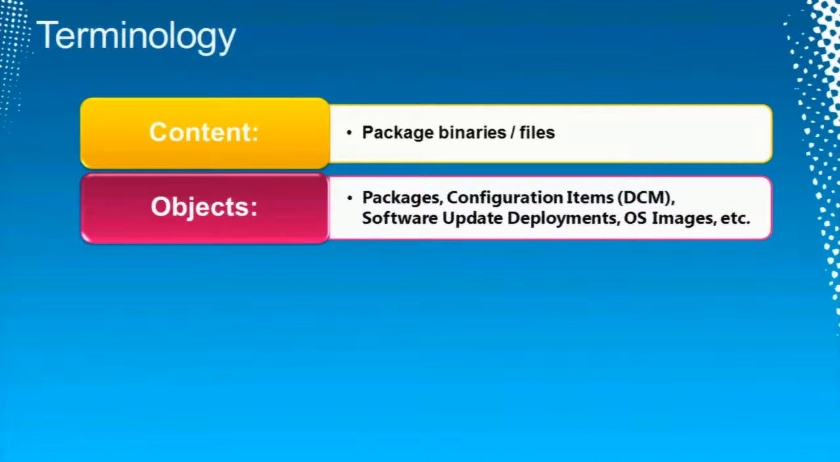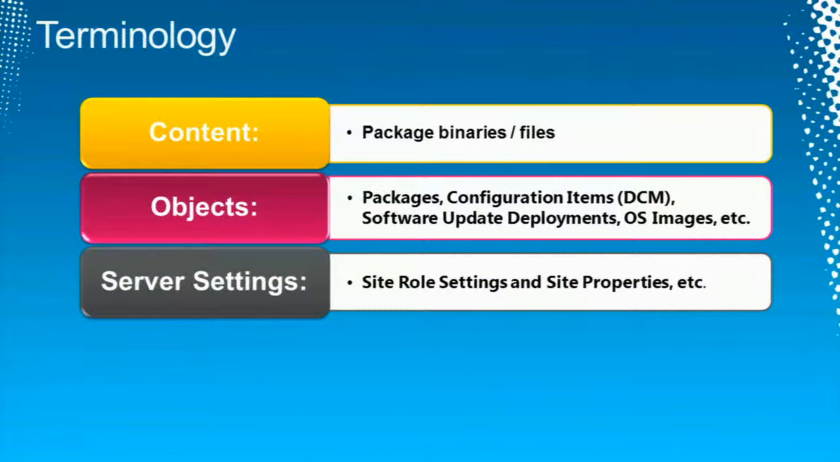Objects. Objects are generally the things that you're going to create in the console. You're going to create an application, you're going to create a package, you're going to create a software update group, you're going to create a deployment, you're going to create a DCM configuration item, configuration baseline. So it's the metadata about those physical files that you're creating for the content.